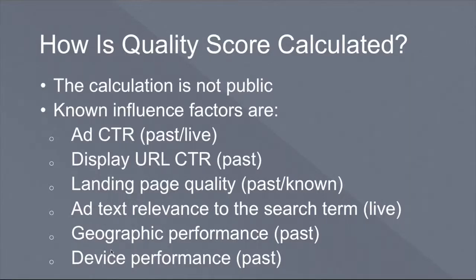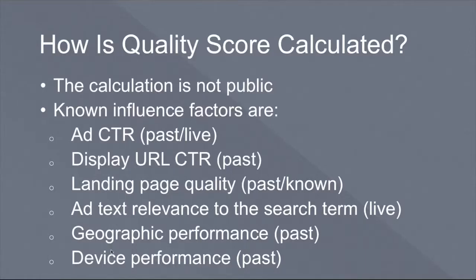So, ad click-through rate, past click-through rate, and estimated live click-through rate. So how they think that ad's going to perform here and now, and how it's performed in the past. The display URL click-through rate, that's a really interesting one. Who would have thought that the display URL as a standalone item would be relevant? But it is. They consider that in how that display URL has performed historically.